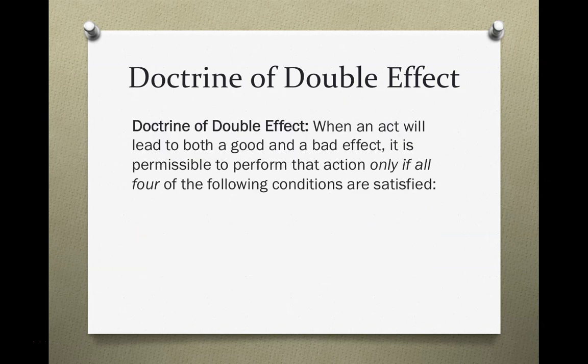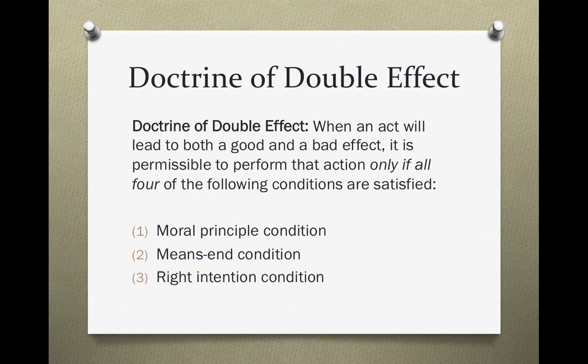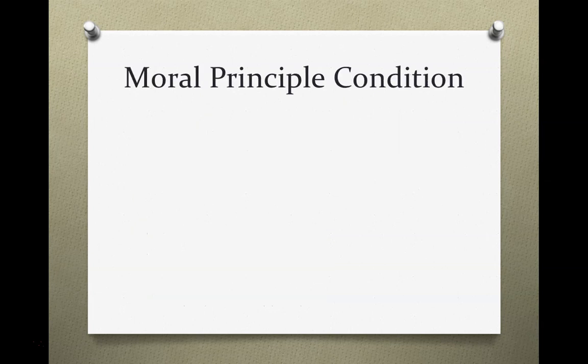This is the doctrine of double effect, and it states that when an act will lead to both good and bad effects, it's permissible to perform that act only if all 4 of the following conditions are satisfied: the moral principle condition, the means-end condition, the right intention condition, and the proportionality condition. Now I'm going to expand on each of these conditions.